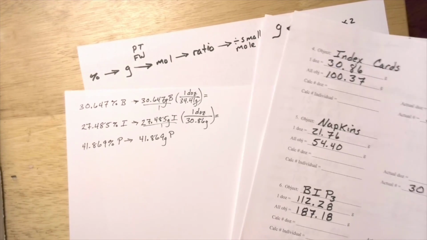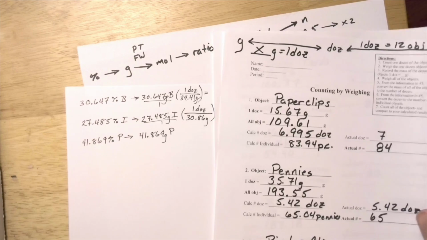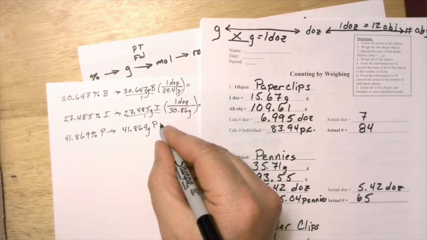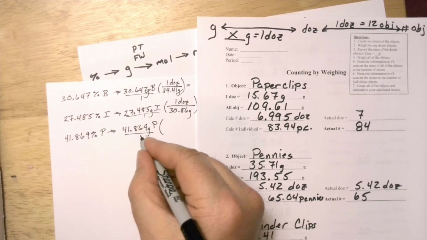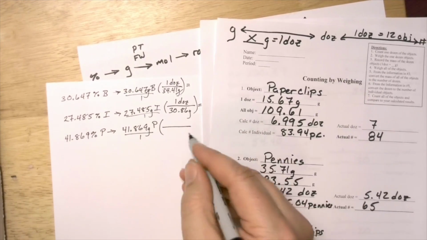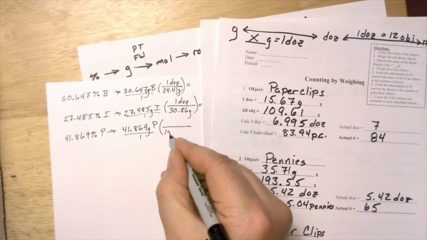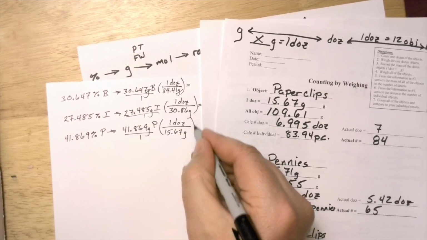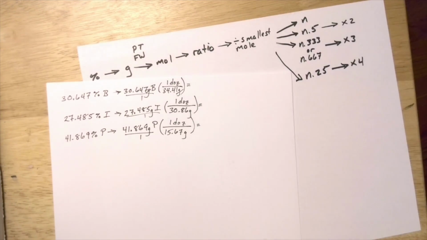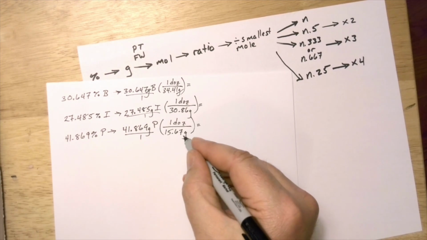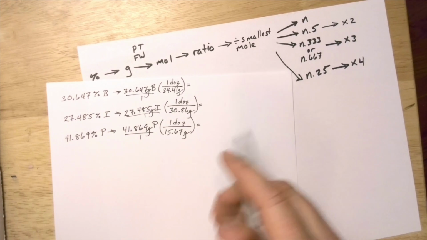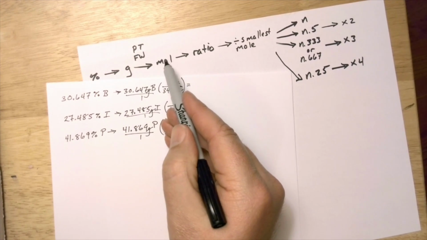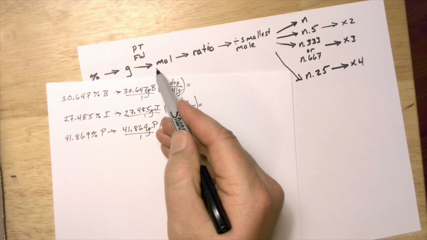And for paper clips, I have 15.67 grams for every 1 dozen. So technically this whole thing is over 1. So I need grams on the bottom. So I'm going to put 15.67 grams on the bottom, 1 dozen on top. Okay. So now the grams will cancel out, and the unit we're going to have left over is dozen. It's the same thing we have up here. Ultimately, we'll end up with the unit moles when we're done with the elements.